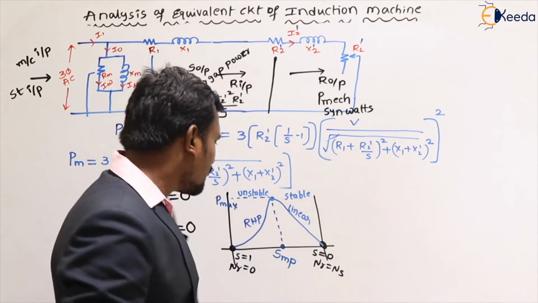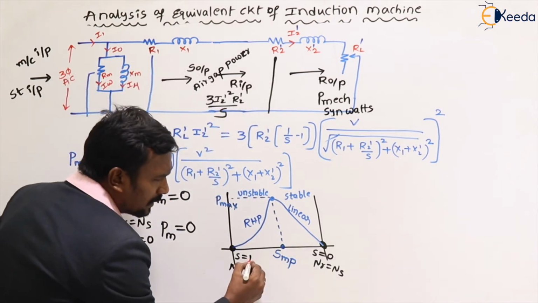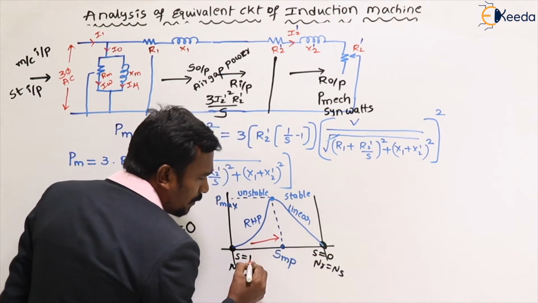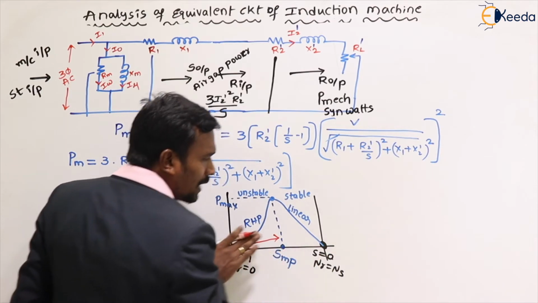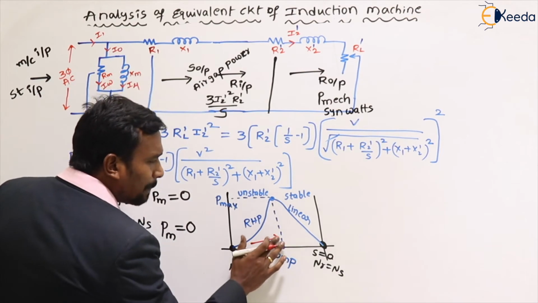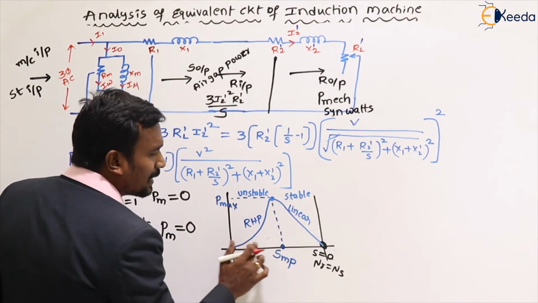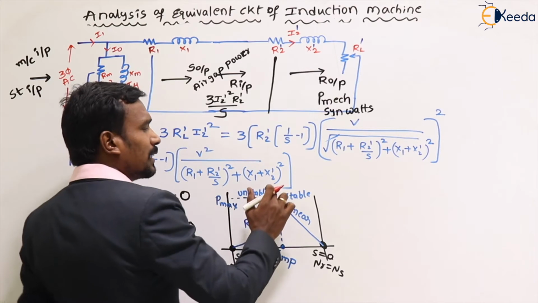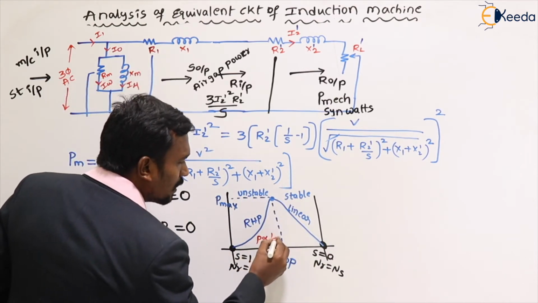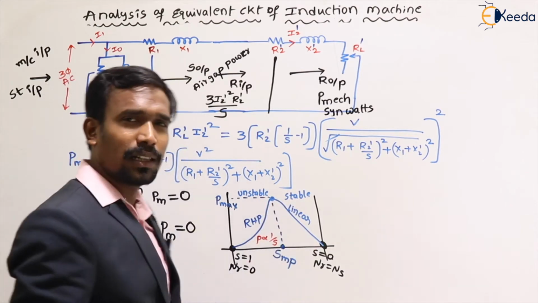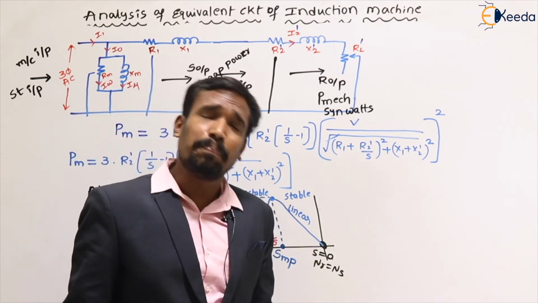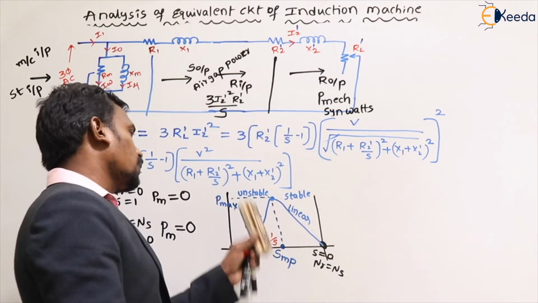Let's see the same. Here slip is 1, and when we are going like this, from here 1, here 0, the slip is decreasing. When my slip is decreasing, the power is increasing. Here slip decreasing, power increasing. That's why this is inversely proportional. Power developed is inversely proportional to slip.